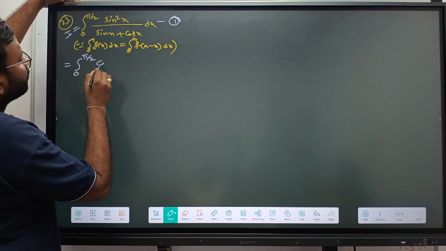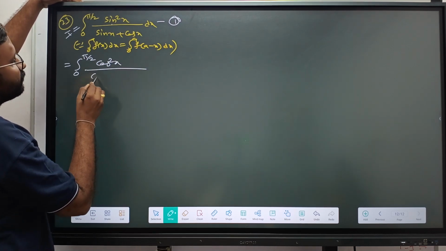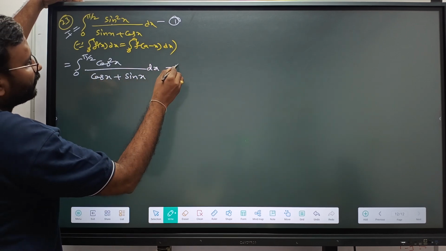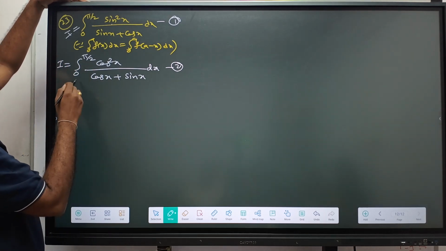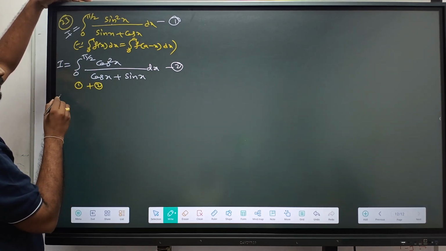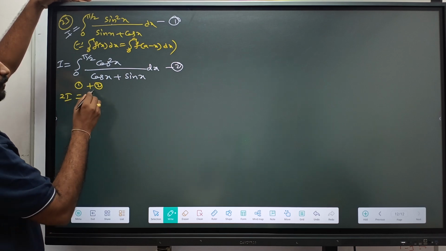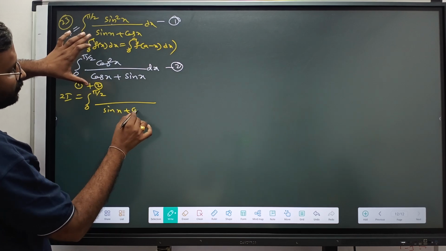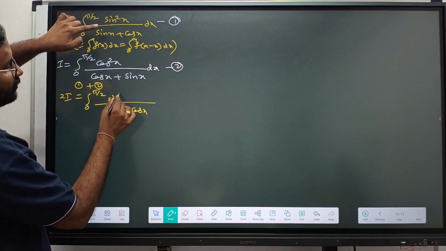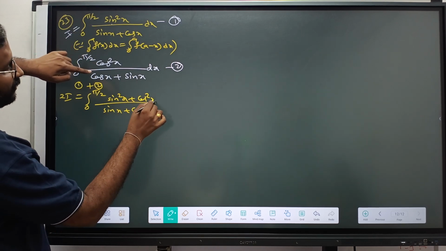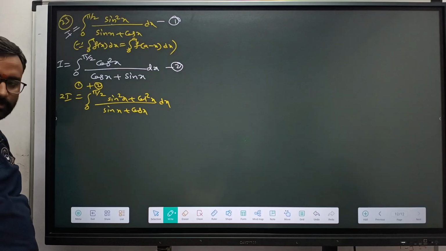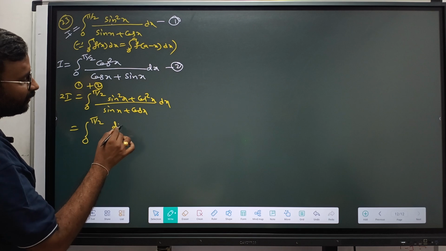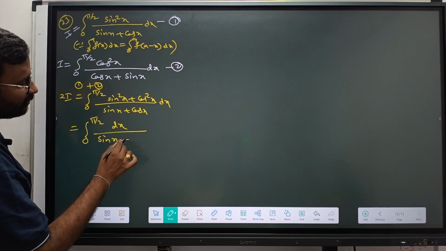So it will become cos square x by, this will become cos x, this will become sin x into dx. Let this be equation number 2. This is also I. Now 1 plus 2, so I plus I, 2I is equal to integral 0 to pi by 2. Numerator, denominator same, that is sin x plus cos x. Numerator will be added, sin square x plus cos square x into dx. Sin square x plus cos square x is 1. So which is equal to integral 0 to pi by 2 1 dx by sin x plus cos x.